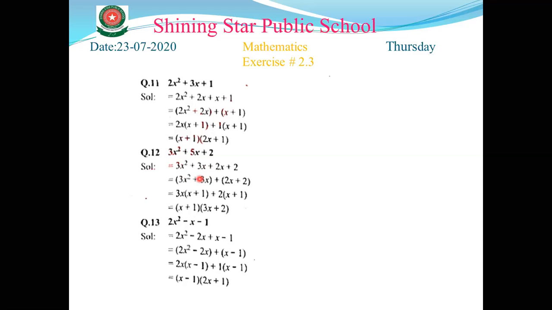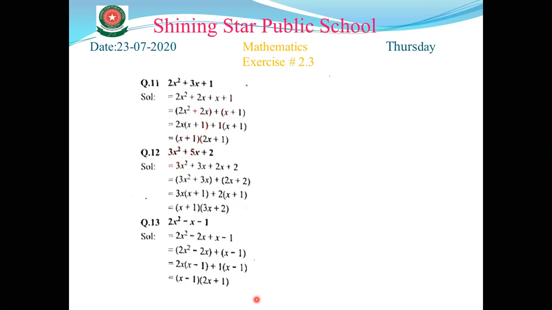Okay, now first two terms. From first two terms, we take the common 3x. Here is x plus 1. And from next two terms, we take the common 2. It becomes x plus 1. Now take the common x plus 1 from these two terms. When we take the common x plus 1, from this term we get 3x. From second term we get 2. So x plus 1 with 3x plus 2 is your required answer of the question number 12.